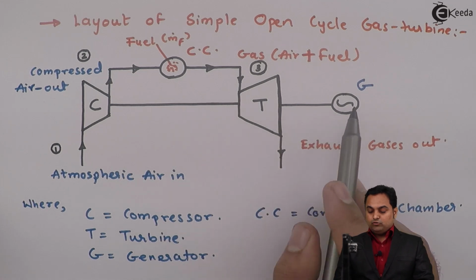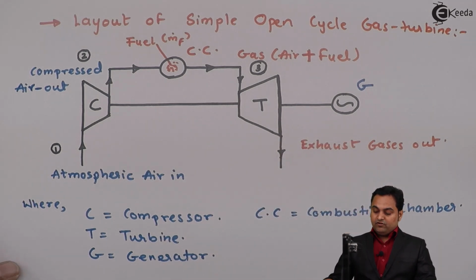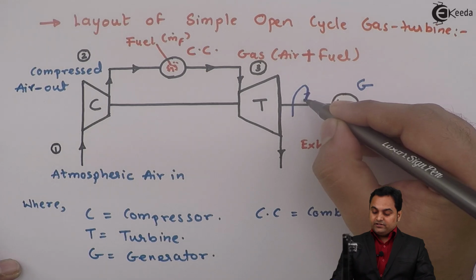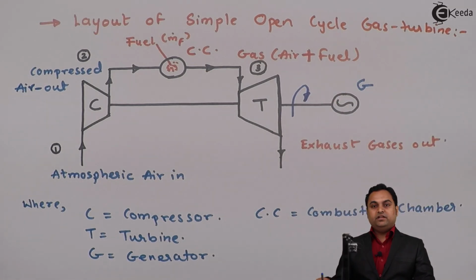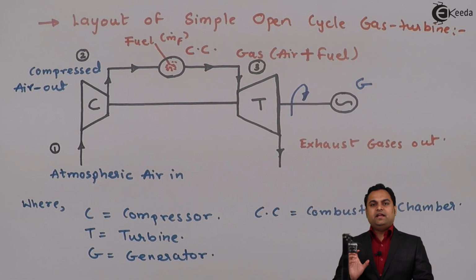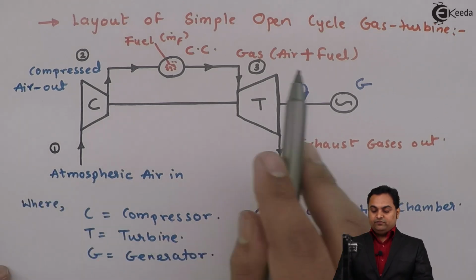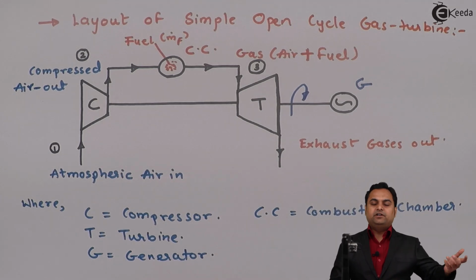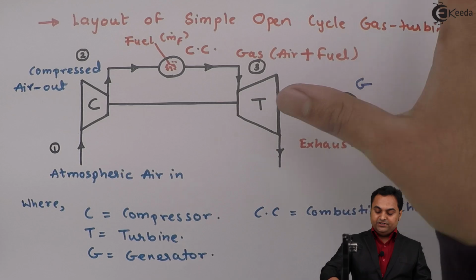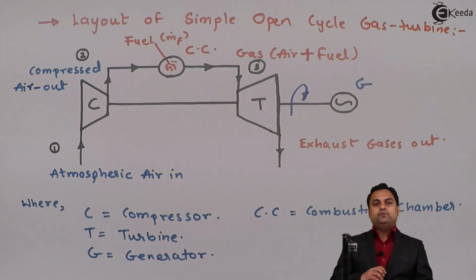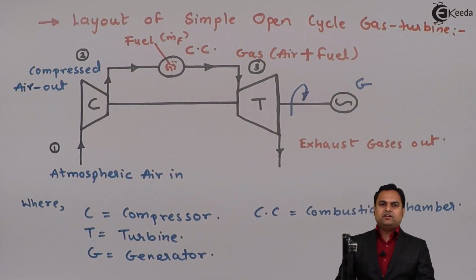It means the work output which we are getting in the form of rotation of the shaft can be fed to the generator, and then in that generator the mechanical work will be converted into electrical energy. So then it would be called a gas turbine power plant, which develops energy. And if we don't have the generator, then this unit would be used in the case of aircraft engines.